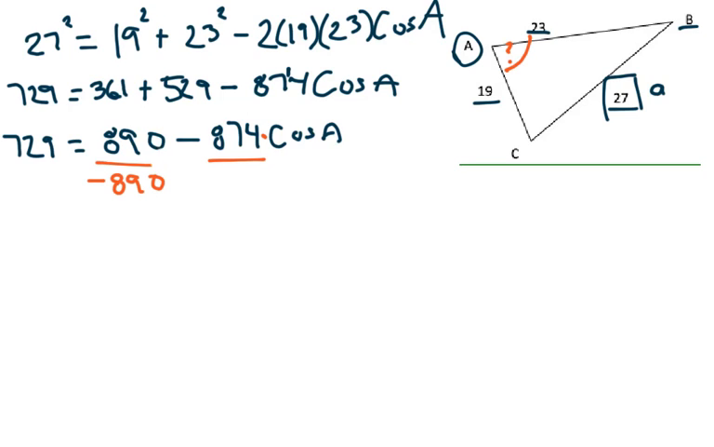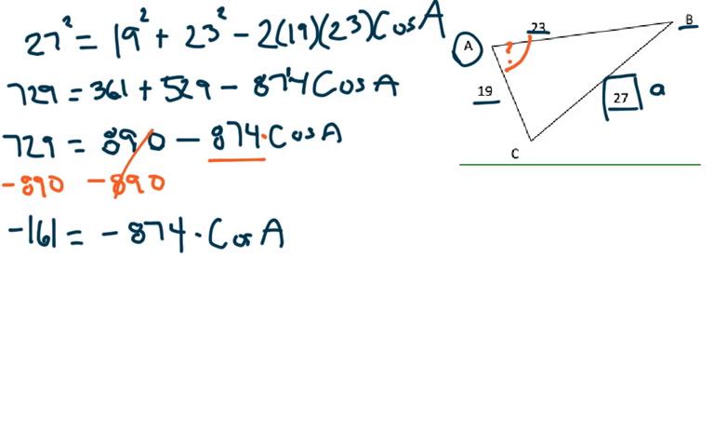So we can't do that, but what we can do is subtract 890 from both sides. I don't want to have that guy there. So, subtracting 890 from both sides cancels it here, but we're left with 729 minus 890, which is negative 161, and that's equal to negative 874 times the cosine of A.